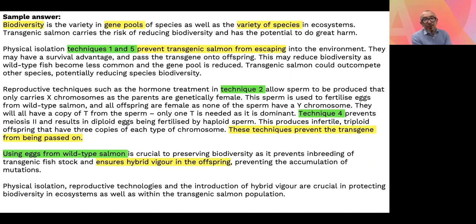Again, I'm not going to take you through this in detail. I'll leave you to read that in your own time. But again, just note in green there, they've addressed all 5 techniques. Techniques 1 and 5, they're grouped together for preventing transgenic salmon from escaping and protecting that species and ecosystem biodiversity. And then we've got technique 2 for preventing the transgene from being passed on. So again, conserving that genetic gene pool, but then importantly, although not mentioned explicitly, technique 3 there is all about ensuring hybrid vigor of the offspring.